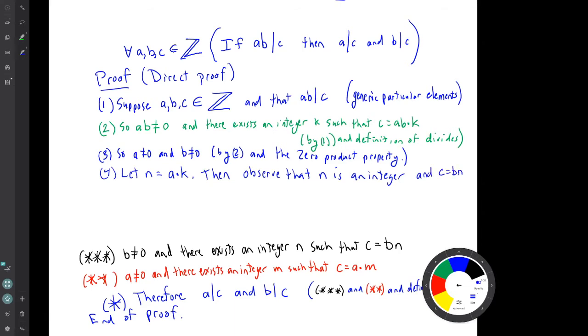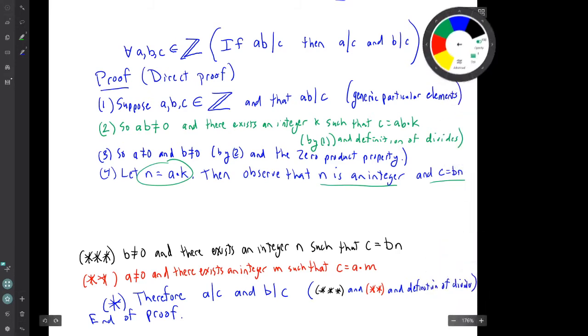So if I introduce this value for N here, I need to say a couple of things. I need to point out that N is an integer, and I need to point out that C equals B times N. So now look ahead to our black statement. We've now got all the pieces that we need to make that black statement. That black statement is by statements 3 and 4. Okay, so we've taken care of this black statement. It's got all it needs.